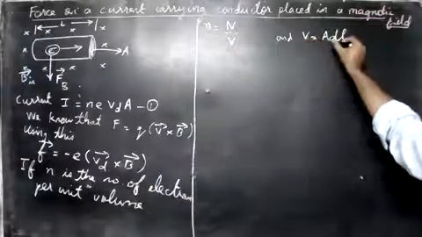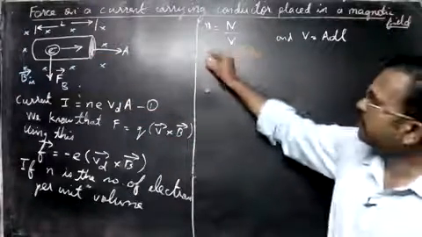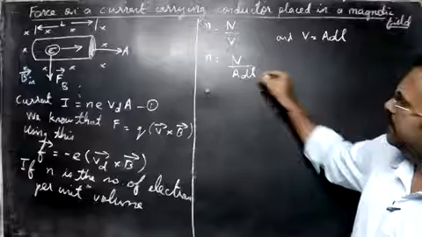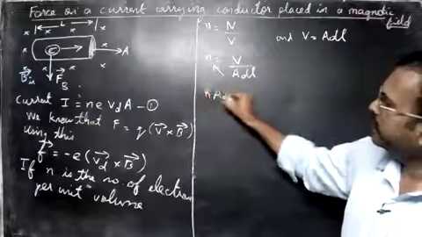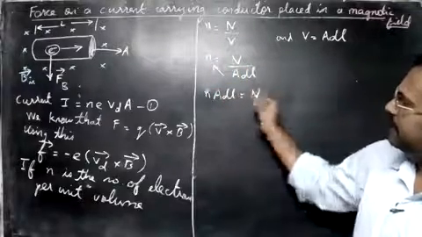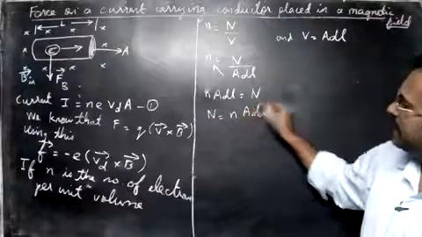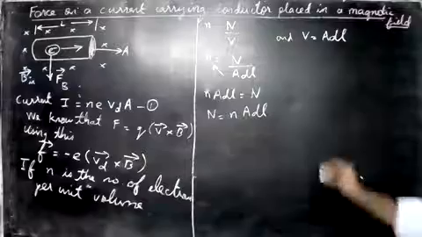We take dl here because it's a small length. Now substitute here. Small n is equal to capital N by A into dl. Cross multiply, so we get small n into A into dl is equal to capital N. Rearranging, capital N is equal to small n into capital A dl. This we got now.